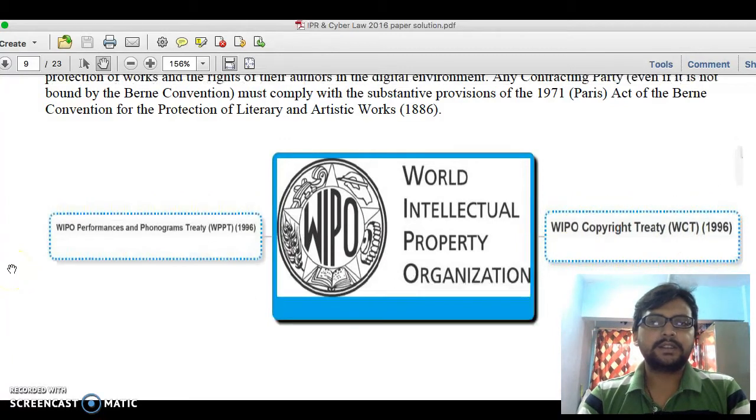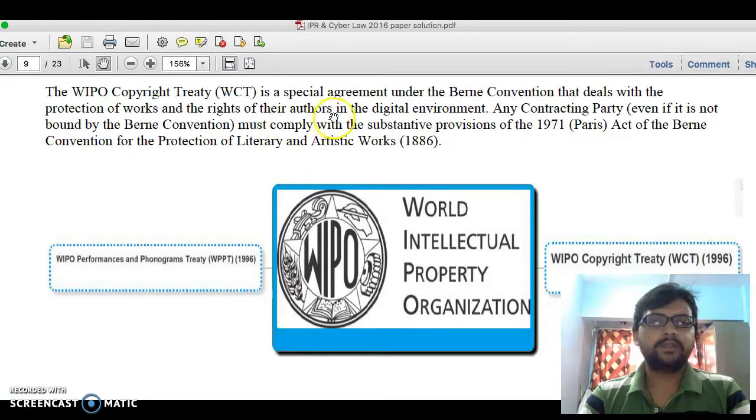Let's start the discussion. Here I have just provided 4 lines on what is WCT and what is WPPT, and as you can see, most of these agreements are signed in Paris or Switzerland somewhere. So you can just write down these points.